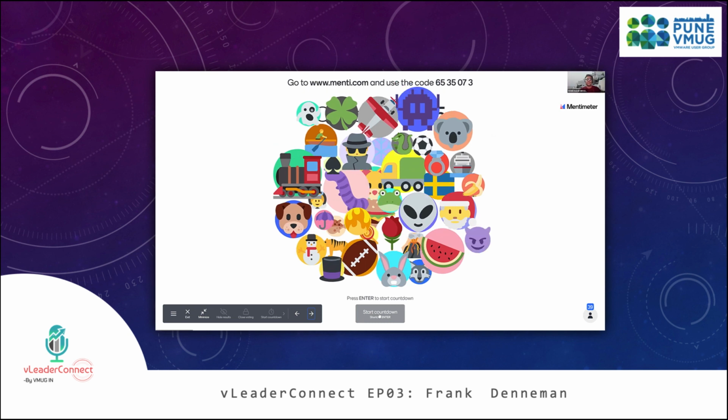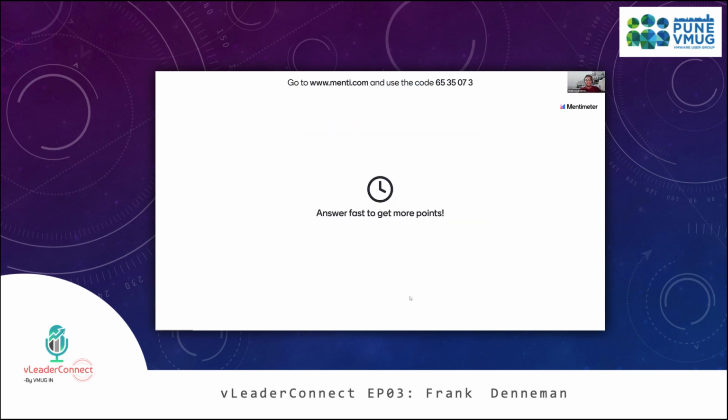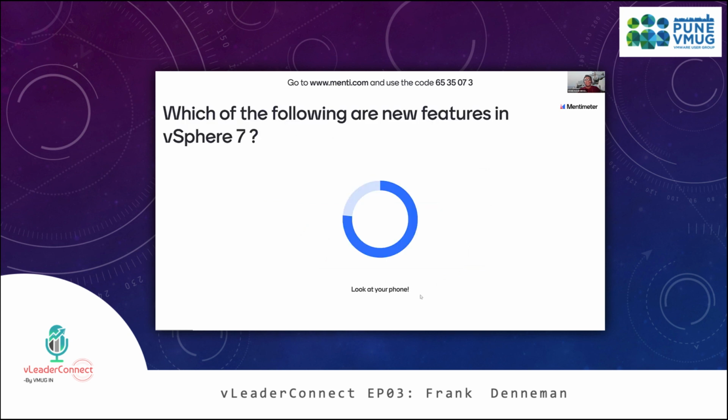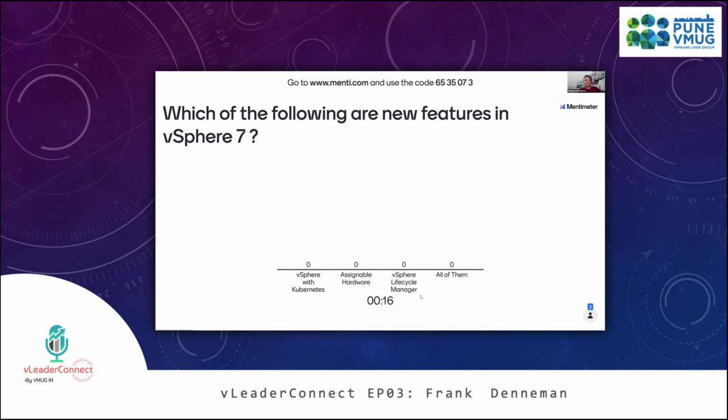Yeah, so here you go. It's simple. Very, very easy question for you. Which of those are the new features which came up with vSphere 7? Take time, go through the options. vSphere with Kubernetes, assignable hardware, lifecycle manager, or a simple one, all of them, right?